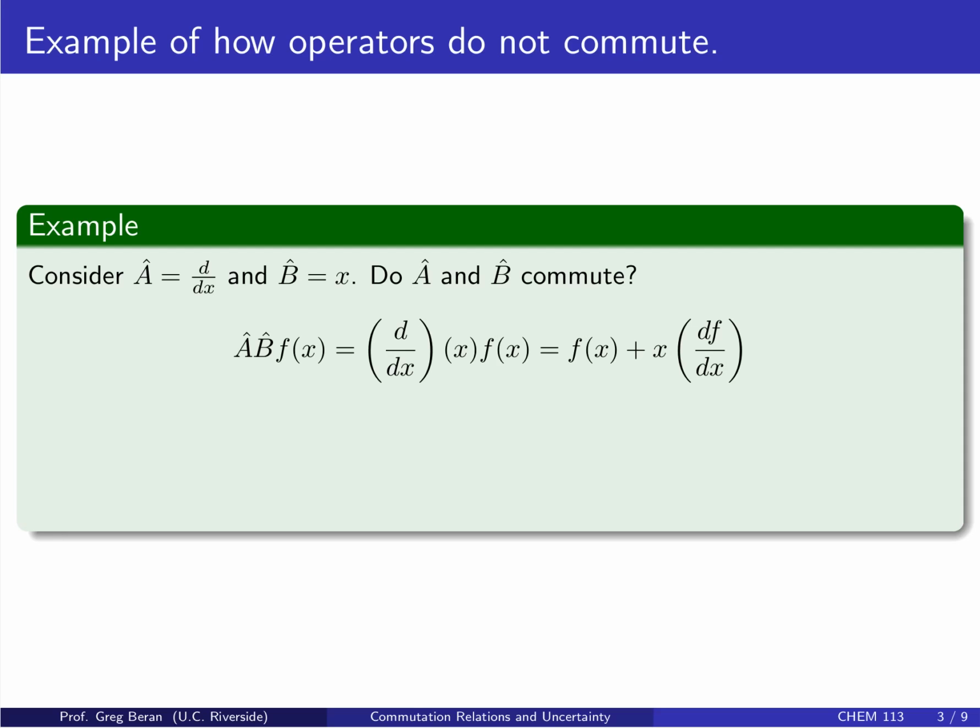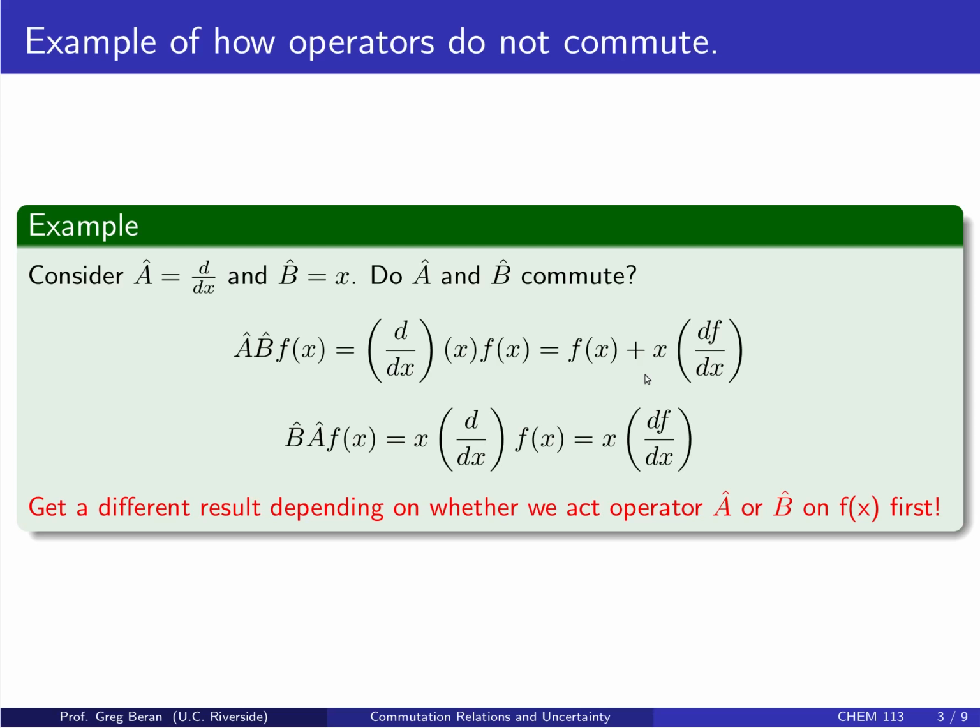So first I'm going to try acting AB on f of x. And so when I plug things in, that means I get d dx here for operator A, I get x here for operator B, and these are acting on f of x. So I multiply f of x by x, and then I differentiate it with respect to x. And in the end I do a product rule and I get f of x plus x times the derivative of f with respect to x.